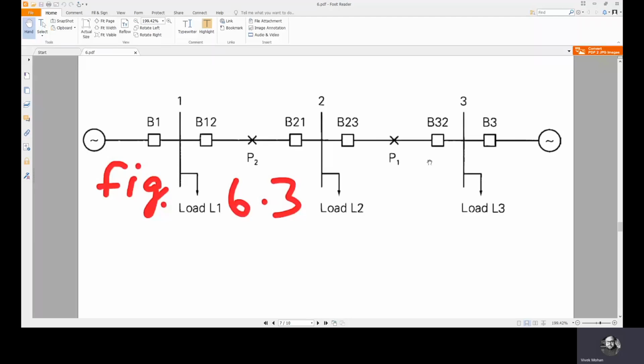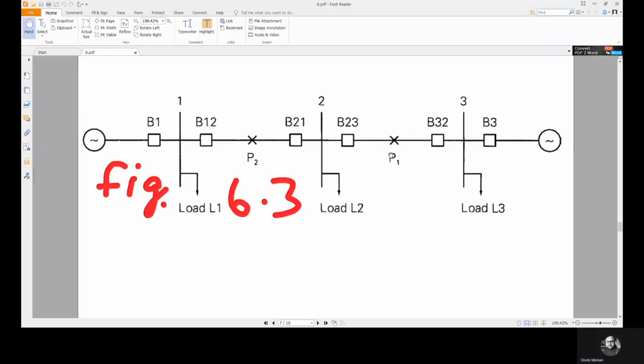We'll see this figure first, figure 6.3. We have two sources here. That is a major difference we have compared to the previous lectures, because here for any fault at P2 or P1, the fault current comes from both sides. In this case, it is difficult for overcurrent relays to identify the fault and trip the circuit. So we'll see the relevance of the directional feature in the operation of overcurrent relays to protect such systems.